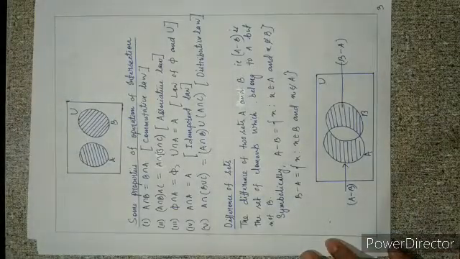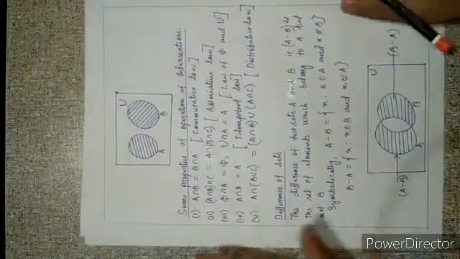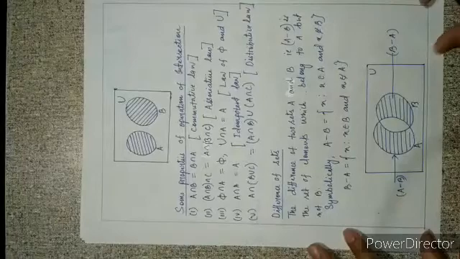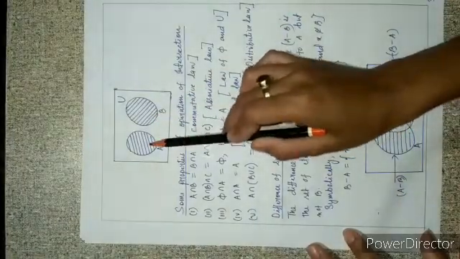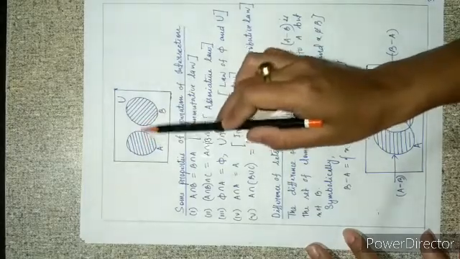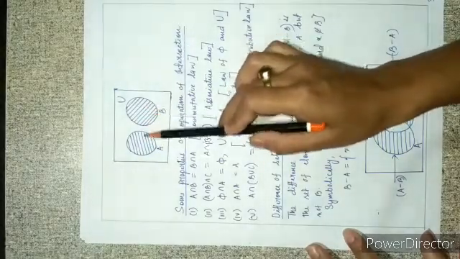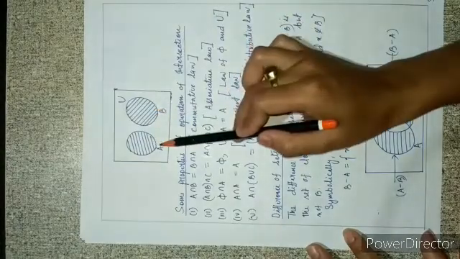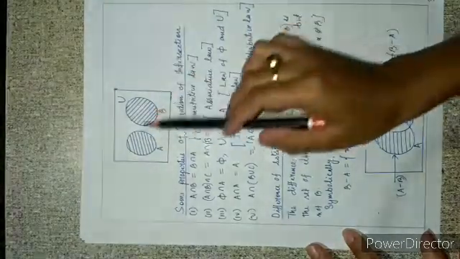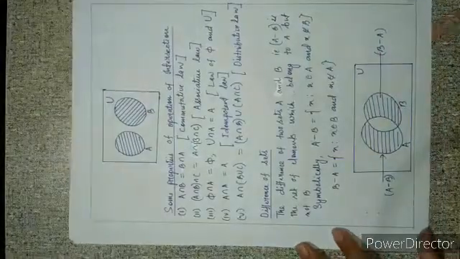Now let's come to some properties of operations of intersection. Disjoint sets can be represented in a Venn diagram; we have a figure. This is set A, this is set B, and they have no common region. This diagram represents disjoint sets A and B in a Venn diagram.